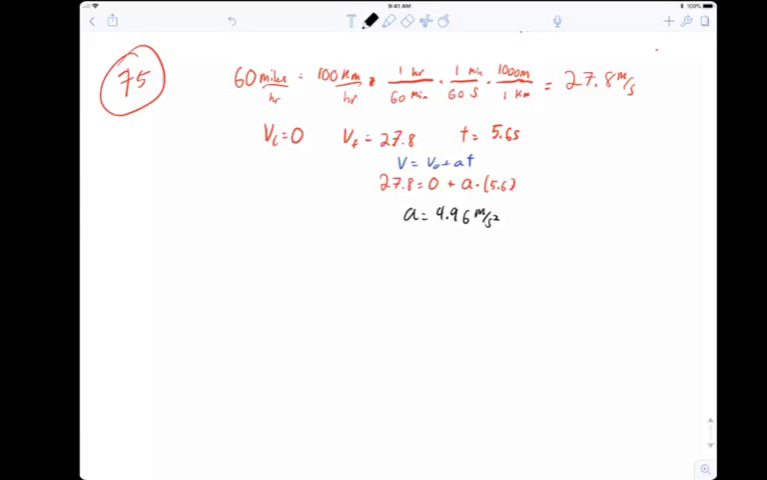34 feet. I gotta look up the feet per meter conversion. So 1 foot is equal to 0.305 meters. Okay. So you got a car, and your car can go in a circle.